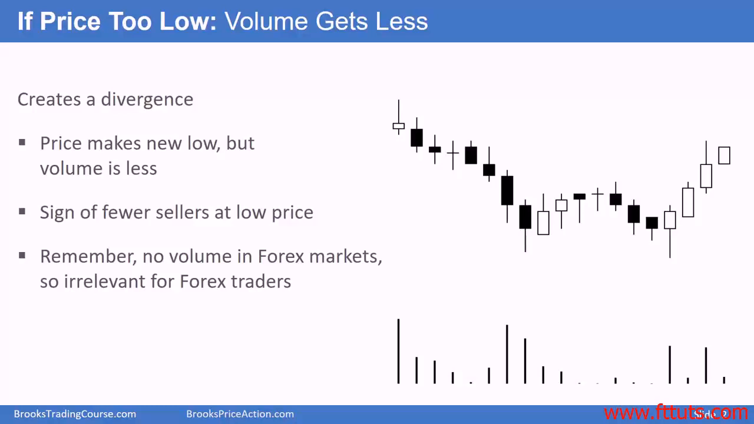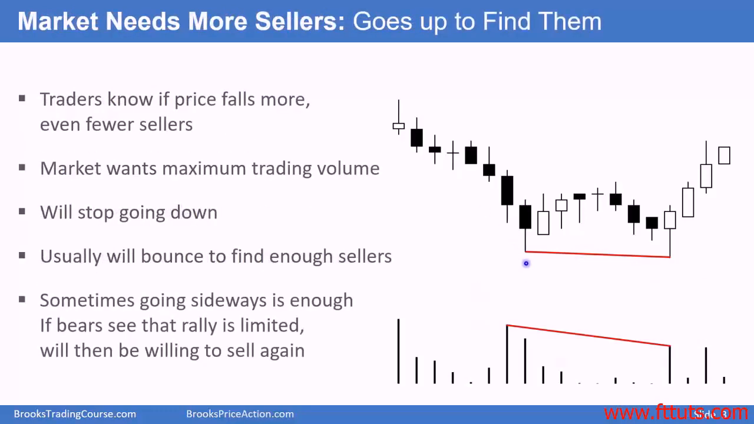Now take a look at this chart. The market is going down. As it's going down, we have a slightly lower low in price, but we have a lower low in volume. What will traders assume? They will assume that if we continue down, volume will get less and less and less. Markets are designed to maximize trading volume.